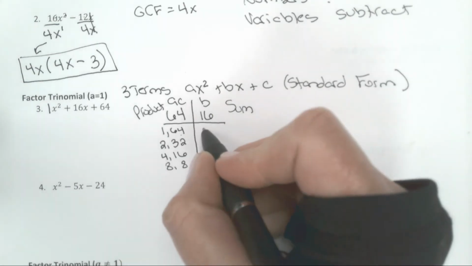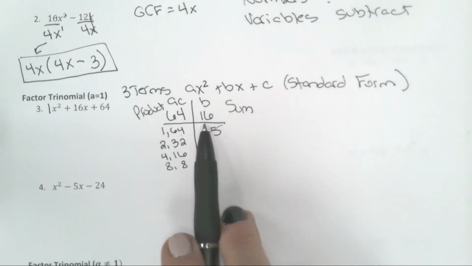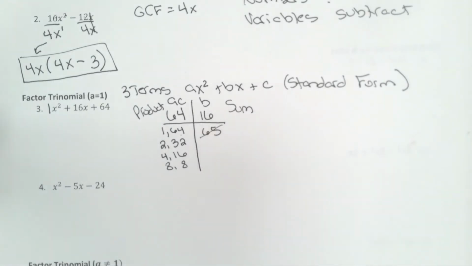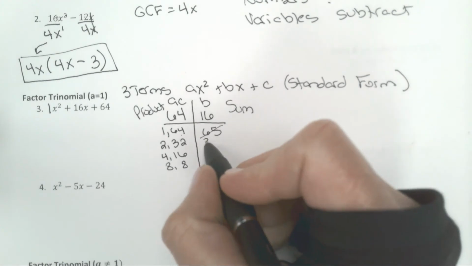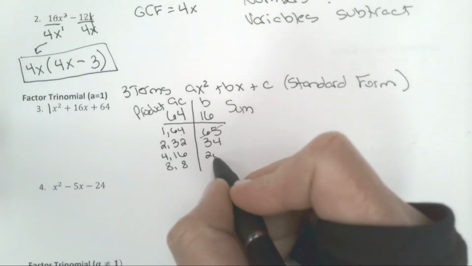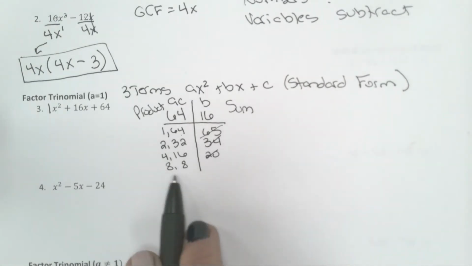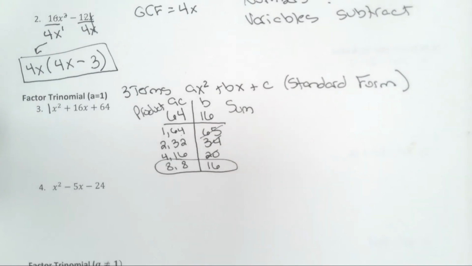1 plus 64 adds up to 65. Well, that's not my winner. I'm looking for the one that adds up to 16. That's going to be my winner. 2 plus 32 is 34. Nope. 4 plus 16 is 20. Nope. 8 plus 8 is 16. There's my winner.